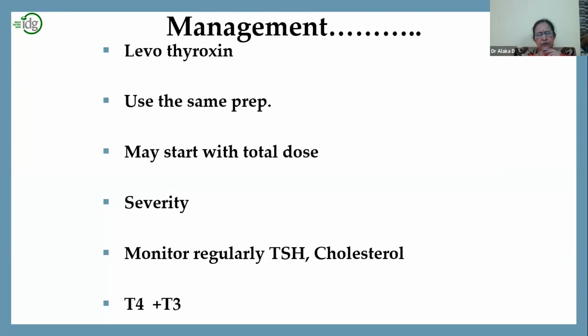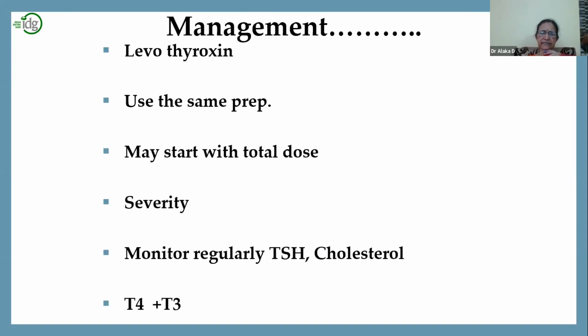If it is under control, continue the same dose. If it is still a little high, then increase the dose. But the increment again should be small, by 12.5 micrograms or by 25 micrograms. If it is going to the hyper side, then reduce the dose. From 100, you can make it 75. So use the same preparation, start with a little lower dose and then go on increasing the dose.